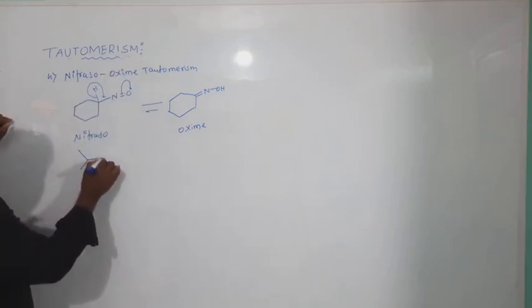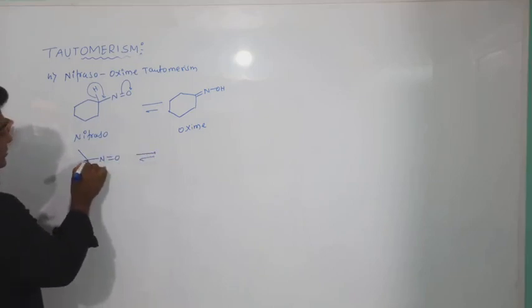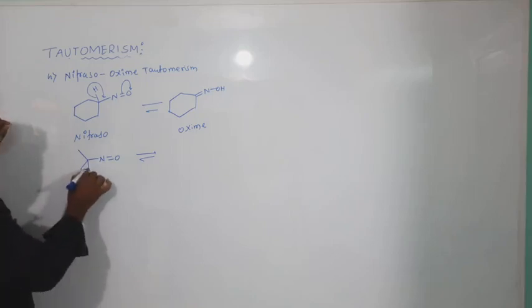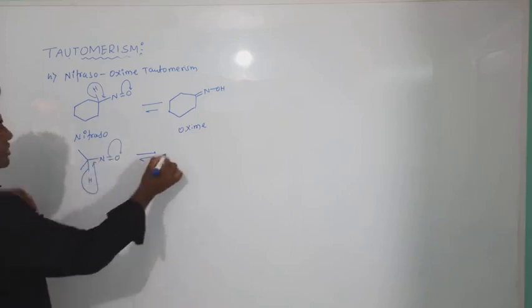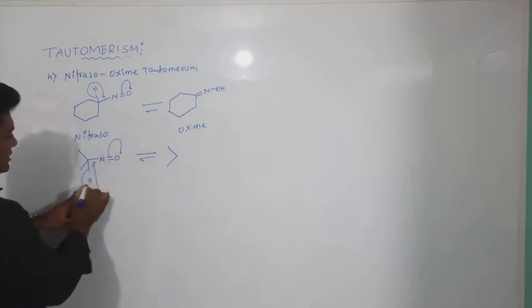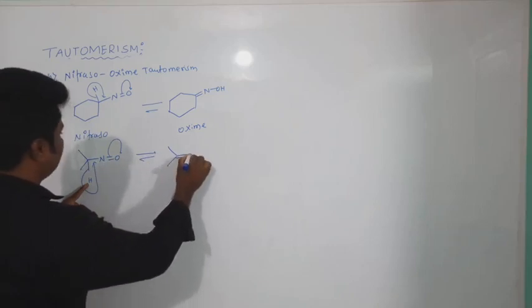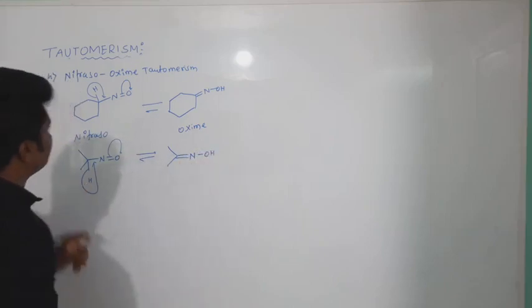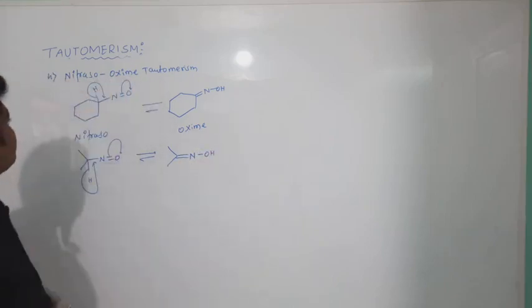Now for example, see here this one. Take this one. Double bond. Here also see what happening here. Now this alpha hydrogen is transferred to here. Now this oxygen getting the negative charge. That negative charge will take this hydrogen atom. Again you are getting double bond and this is OH. This is an example for nitroso-oxime tautomerism.